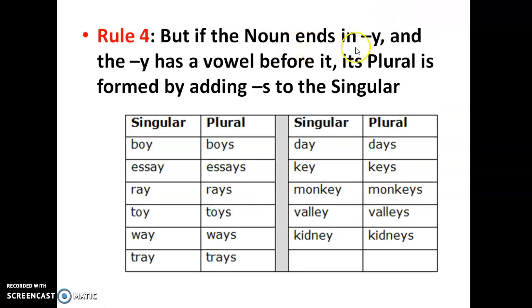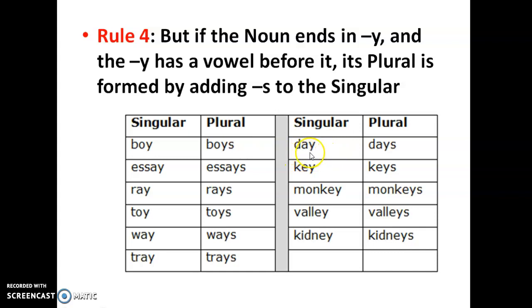But if the noun ends in Y and the Y has a vowel before it, its plural is formed by adding S to the singular. Okay. So here let's take the example of boy. The word is ending with Y. But before Y, O, that's a vowel. So, how you will make the plural of boy? Simply have to write S. B-O-Y-S, boys.